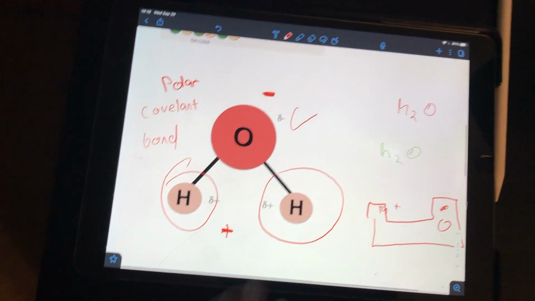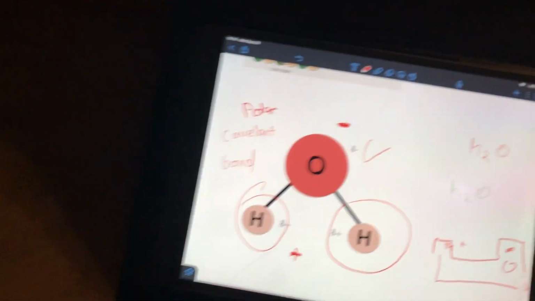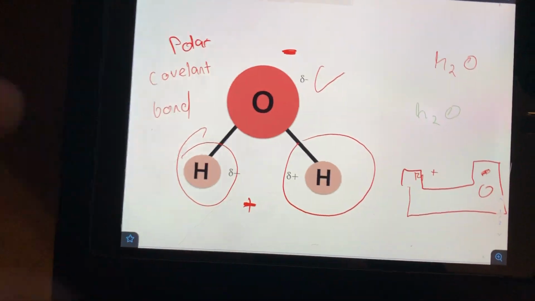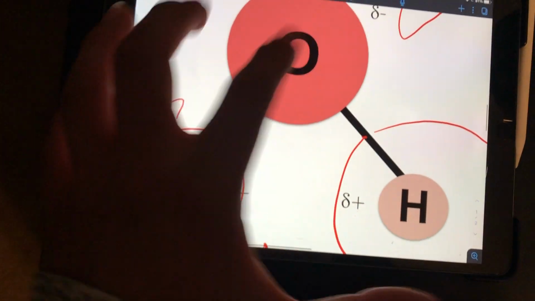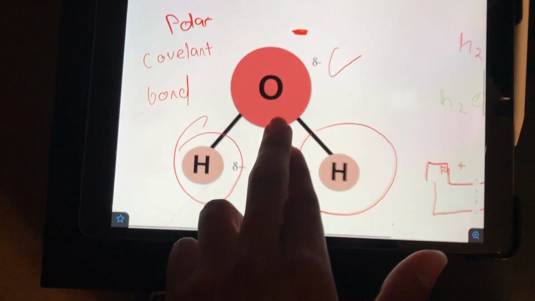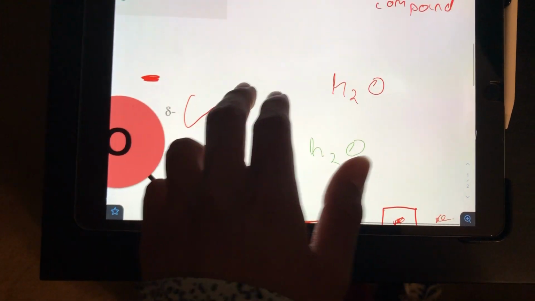For my water property, I chose the universal solvent: how water is a universal solvent. Here is our molecule of water, H2O. You can see right here, H2O.